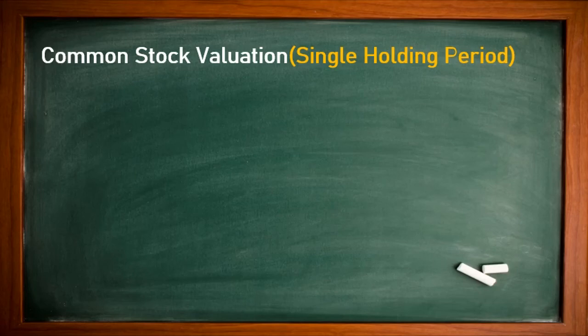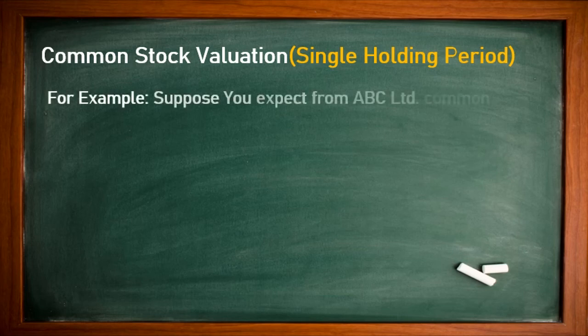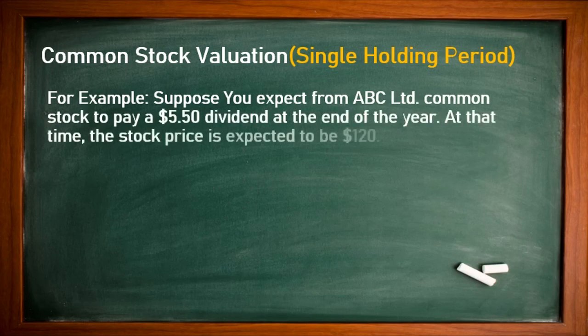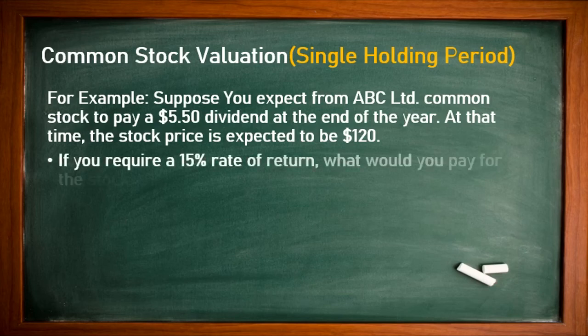Let's come to common stock valuation. First we will discuss the single holding period. It means once you hold, you are not getting multiple dividends. You have one particular time of keeping the stock in your hand. Let's understand through an example. Suppose you expect ABC Limited common stock to pay a $5.50 dividend at the end of the year. At that time, the stock price is expected to be $120. So if your required rate of return is 15%, what would you pay for the stock now? It means at what price you are ready to purchase the stock now.